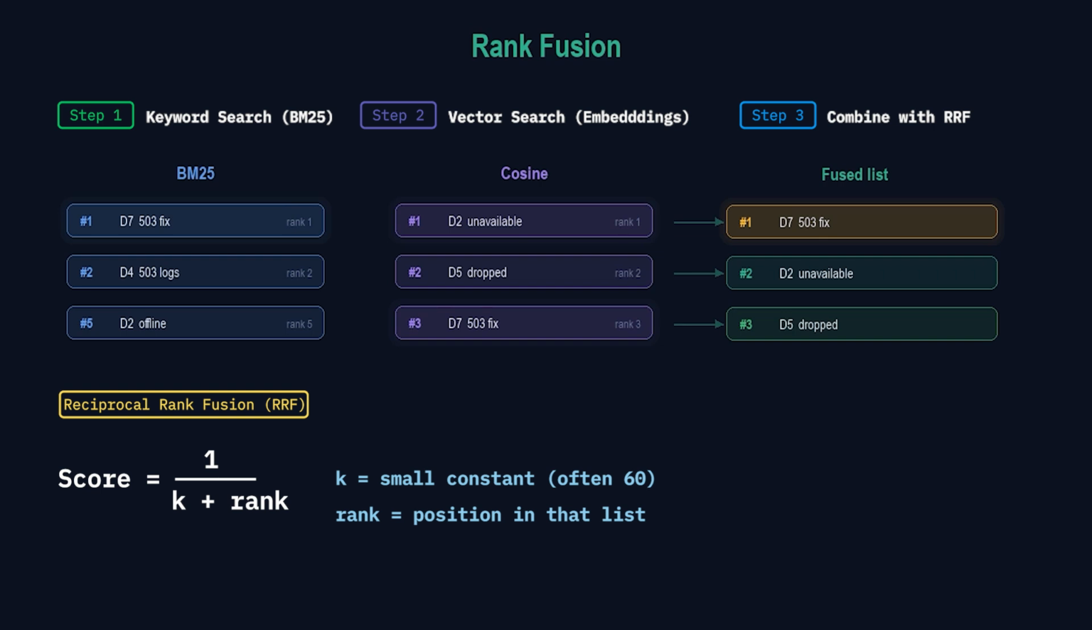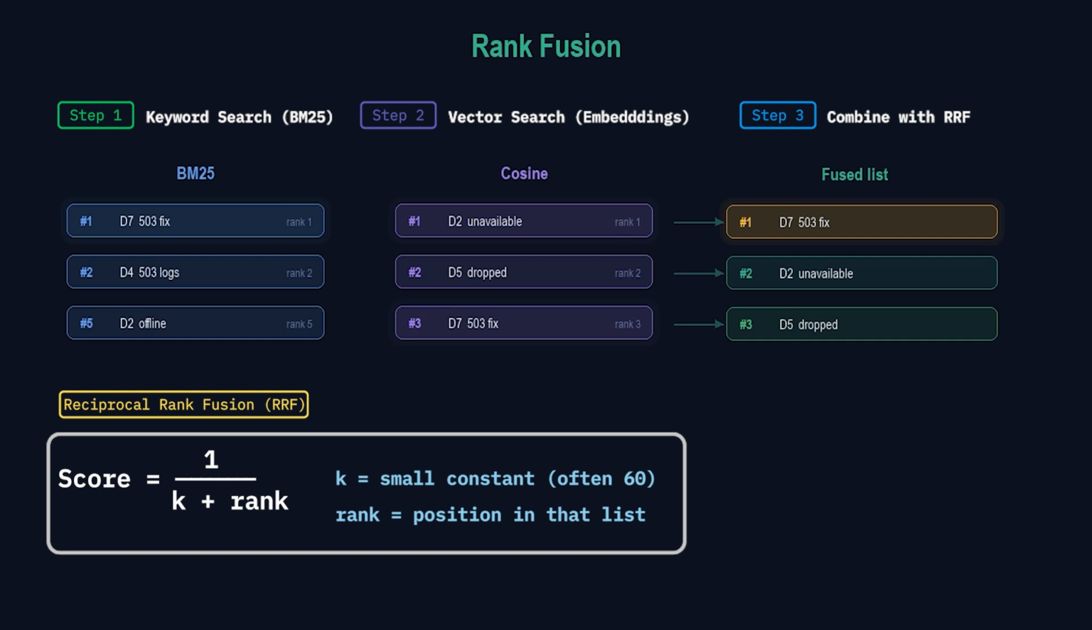The formula for a single list looks like this, where rank is the document's position in that list and k is a small constant that softens the impact of being ranked 1 versus 2. You compute that score for each document in each list, and then you sum across the lists. Documents that show up high in both lists rise to the top. Documents that only show up in one list still get a fair shot, just a smaller one.